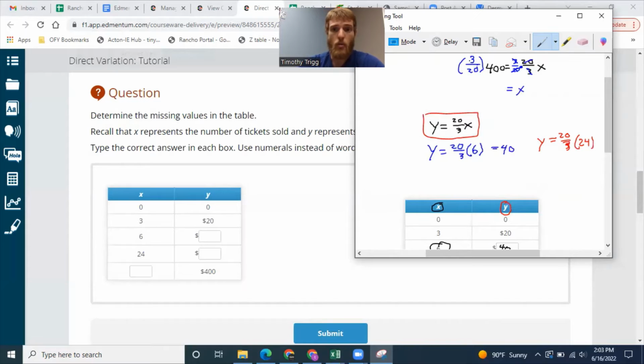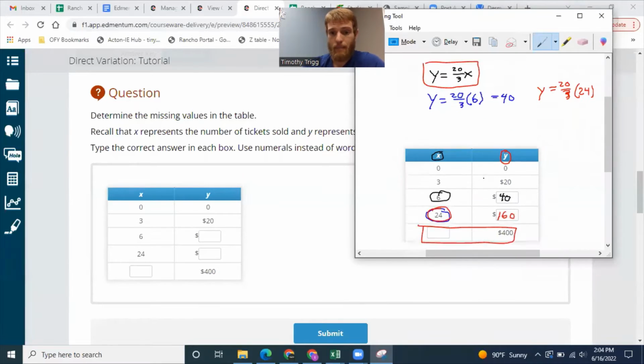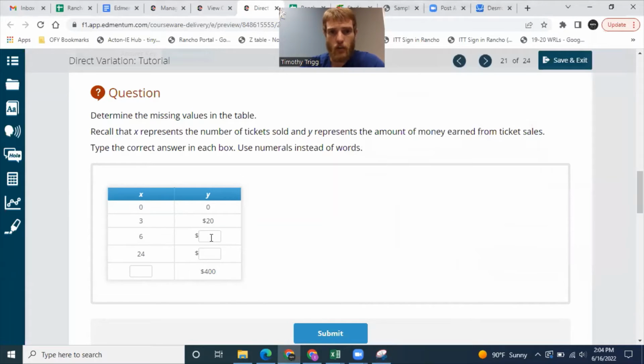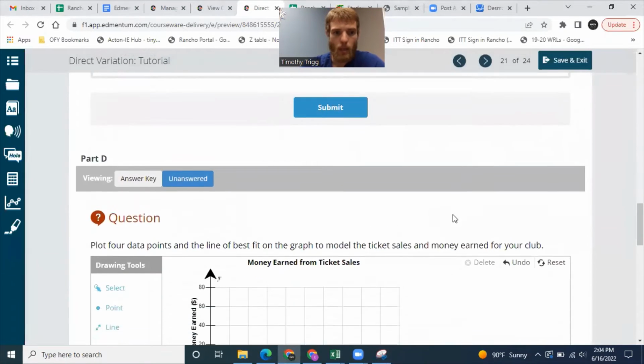And then what's 3/20 times 400? Well, again, we take the whole number, 400, multiply times the top, then divide by the bottom. So 400 times 3 is 1,200, and then divide by 20. That gives us 60. So for $400, you could purchase 60 tickets. Okay, so make sure to fill in those answers here and move on.